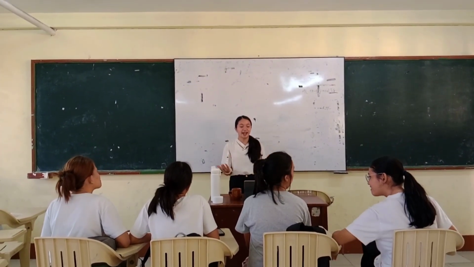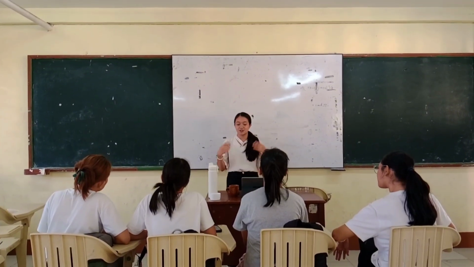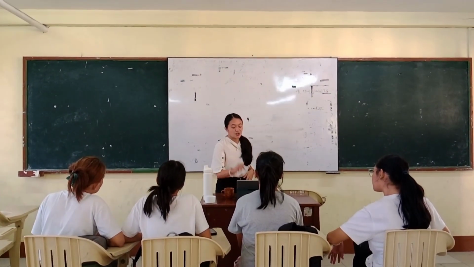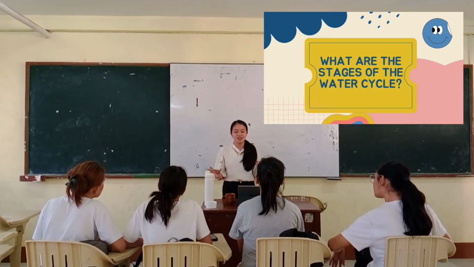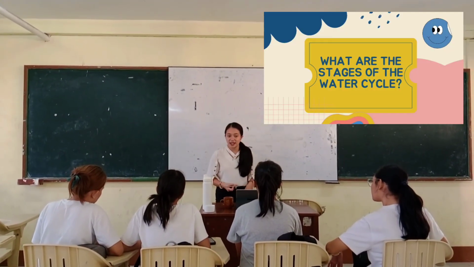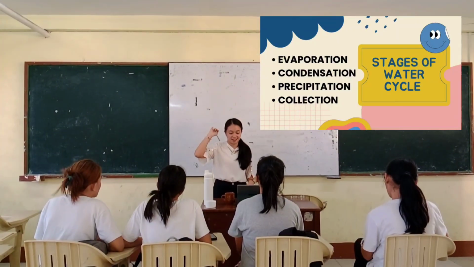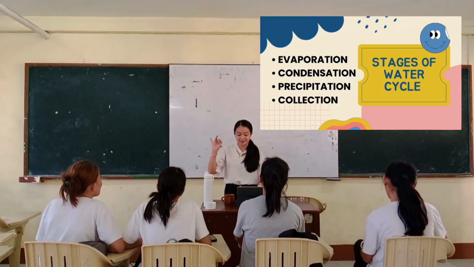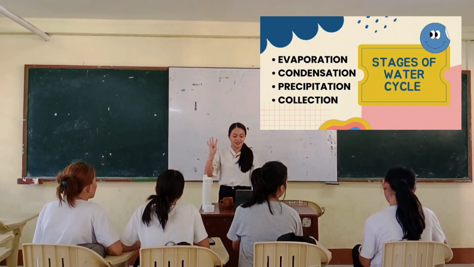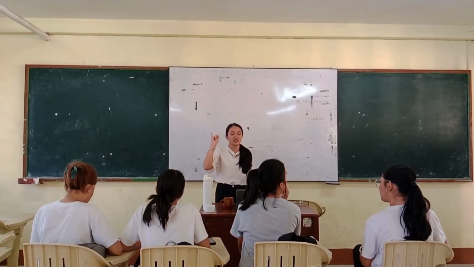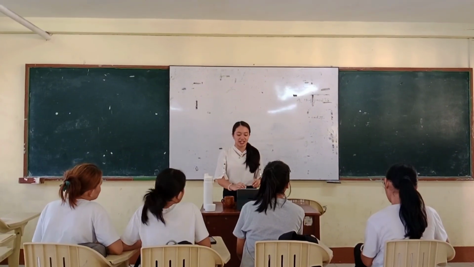So today, you're going to discover the answers to these questions and more. Remember, you already learned about the different stages of the water cycle. What are those again? Evaporation, condensation, precipitation, and collection. Yes, those are evaporation, condensation, precipitation, and collection.